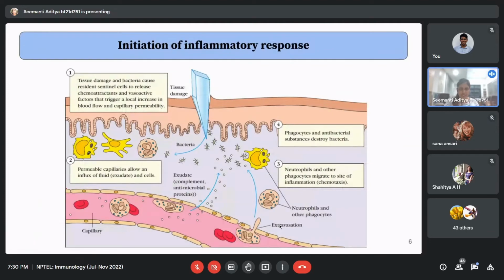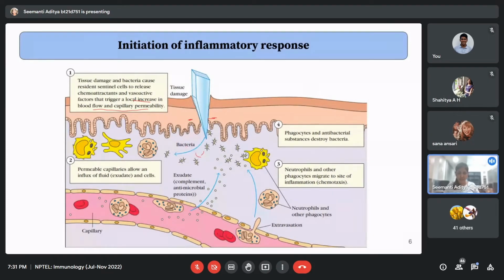So yeah, initiation of the inflammatory response. Any kind of damage to the body will result in the resident cells releasing chemoattractants. All the cells that are resident over here will release chemoattractants and vasoactive factors, which will trigger a local increase of blood flow and capillary permeability. So whenever the skin is poked by a nail, or there is a wound or a scratch, there is a chance that bacteria will enter the system, and the cells which are very nearby to this site of infection will mediate this signal, and this will result in the release of chemoattractants.